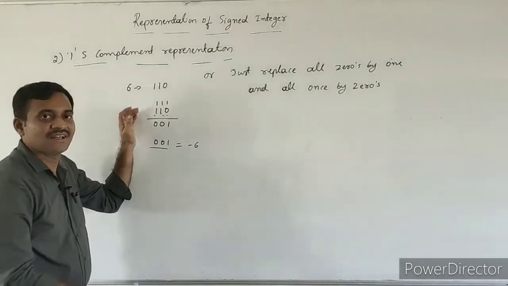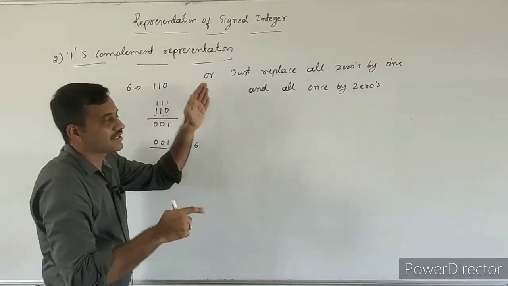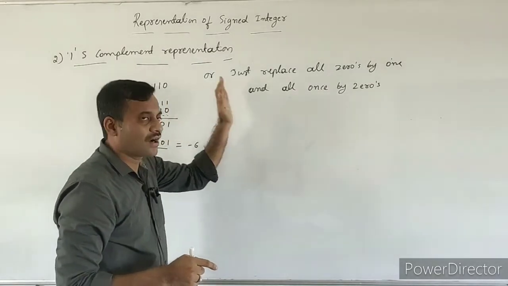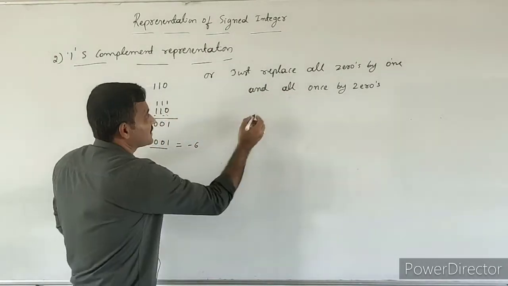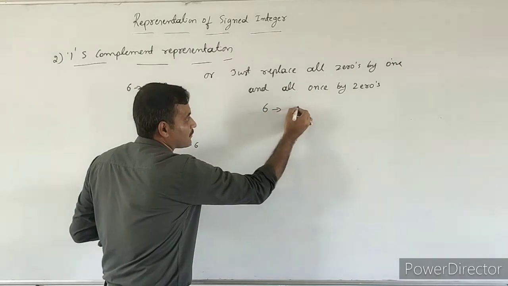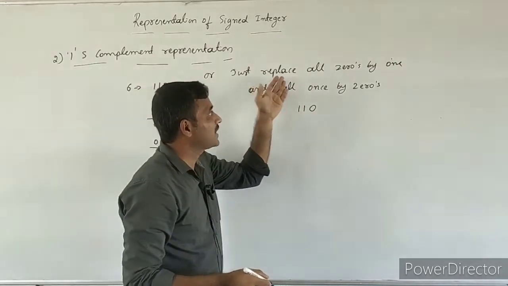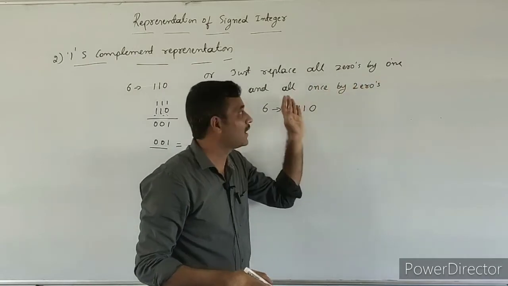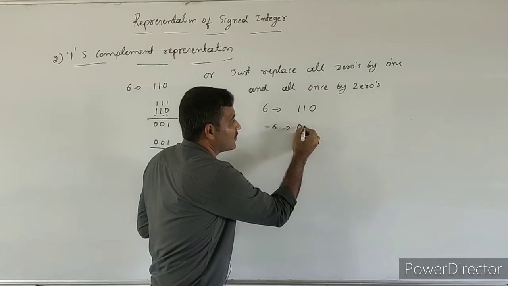The first method is to subtract all the binary bits by 1, or another simple method is to change all ones to 0 and all zeros to 1. Take the same example, 6, which is represented as 110 in binary. Second, replace all zeros by 1 and all ones by 0. Say negative 6 is 0, 0, 1.